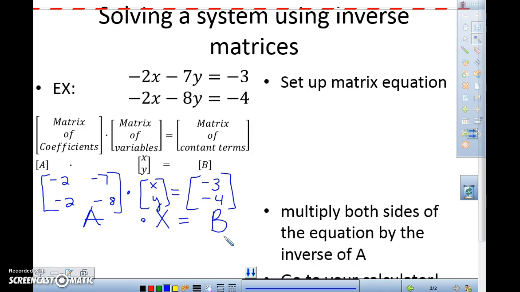Just like the previous slide, we're going to let the calculator do all the work for us. I need to multiply both sides of this equation, AX and B, by the inverse of A. And if I do that, I need to type in my calculator A inverse times matrix B. Okay, so we're going to put this in our calculator and it's going to tell us our answer. I'll give you a minute to finish writing.